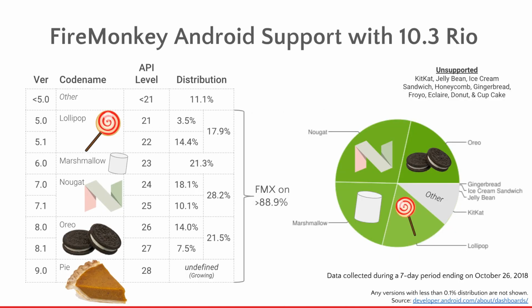So I'll break this down again. This is the chart we saw earlier. Again, pointing out that 5 through 9 is supported by FireMonkey, which is over 88.9% of devices. Again, this is data from October. Gingerbread, Ice Cream Sandwich, and earlier are not supported. Again, like I said, Jelly Bean and KitKat are the only two that have not been sunsetted, end of life yet, but they are a very, very small portion of the market.